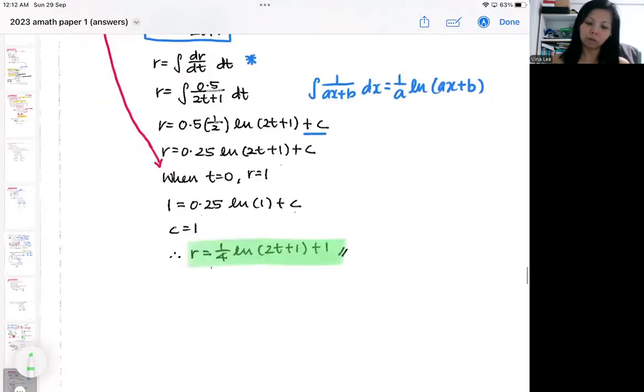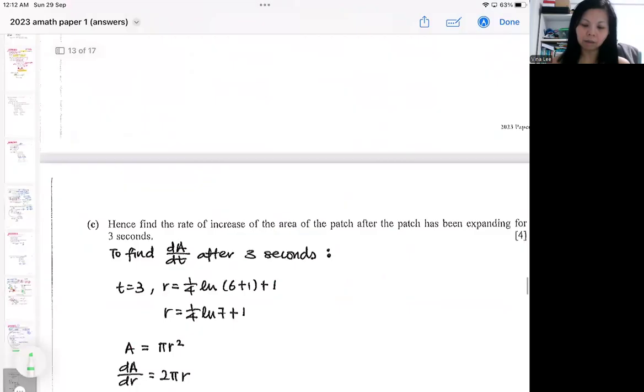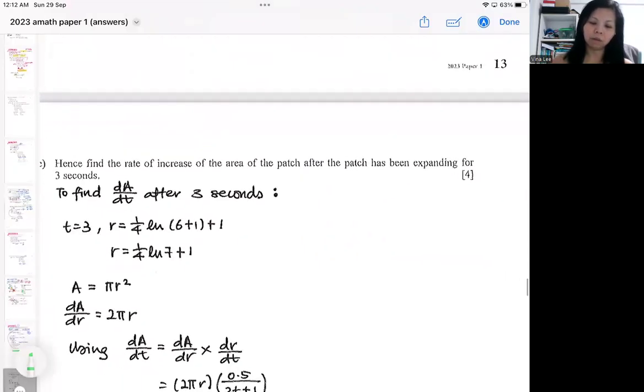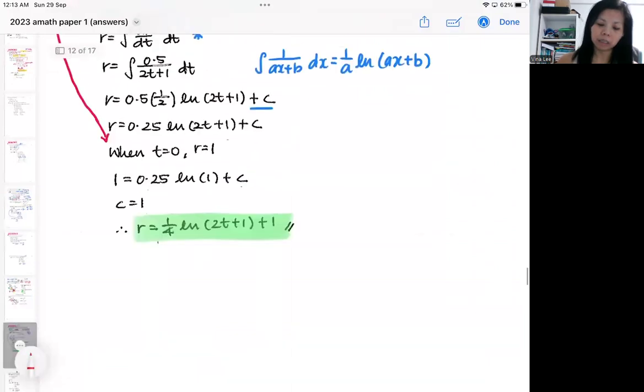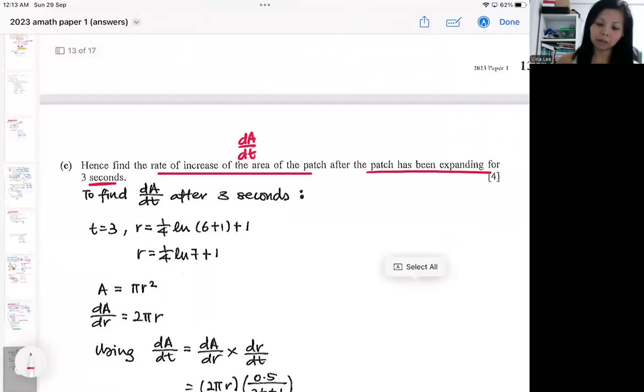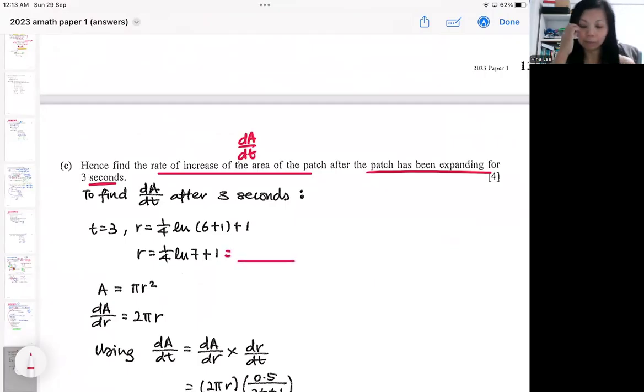Okay, and then when you turn over the page, you'll find that suddenly there's a rate of increase of the area. So this rate of increase of area is dA/dt. And the patch has been expanding for 3 seconds. So you already got the formula of the radius with respect to time. So you can get the radius first. It's easier if you get the radius. Just plug inside. So you get the radius. You can have it with a lot of decimal places.